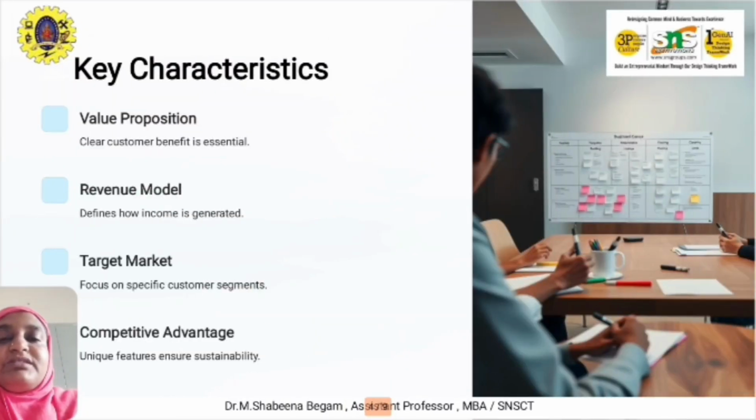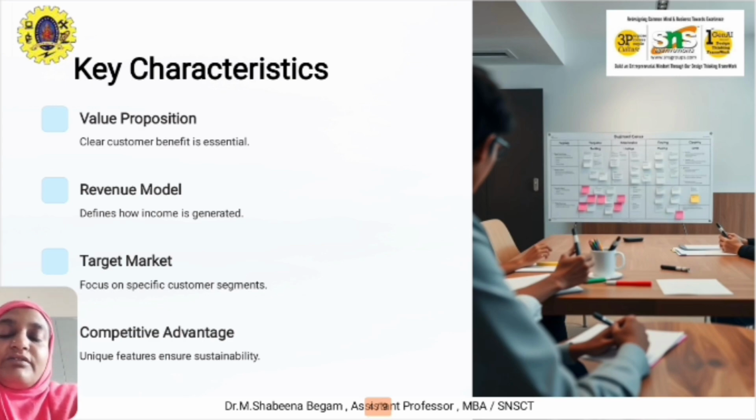When we talk about the key characteristics here, you have to first identify the value proposition. Clear customer benefits are essential. So you have to satisfy the need of a customer. We always say the customer is the king of the market. He is the main person you have to satisfy. You have to first identify what his need is and everything.